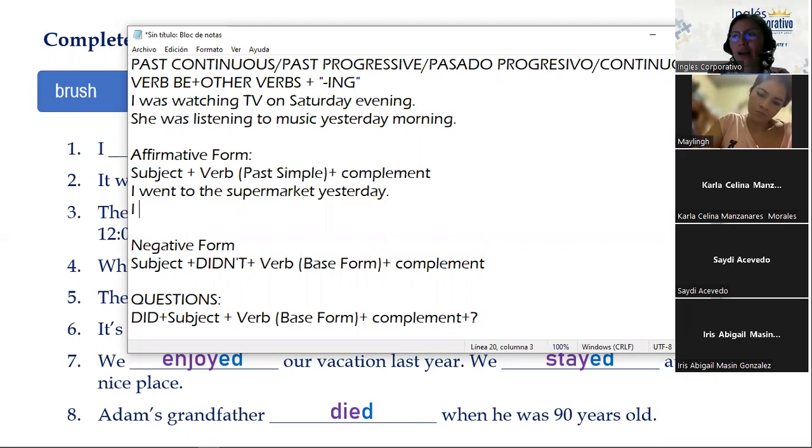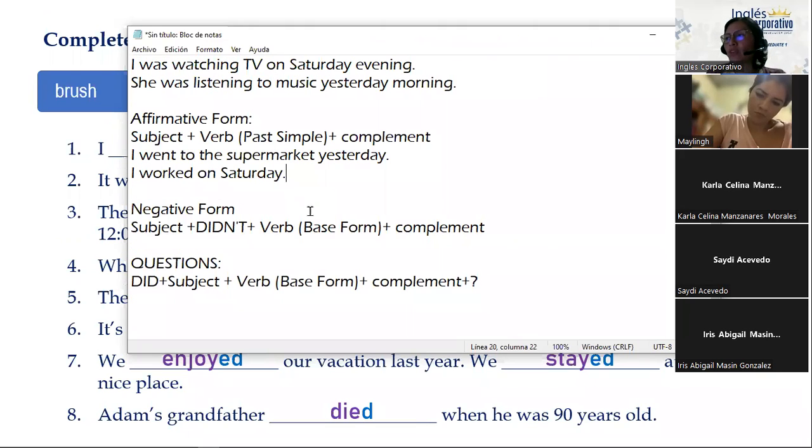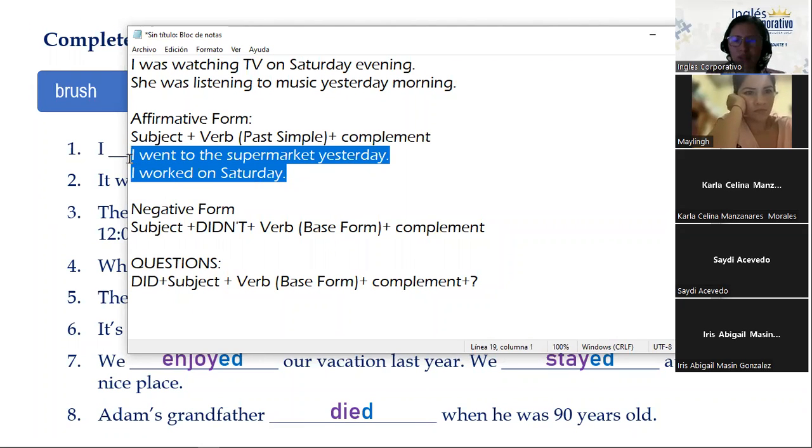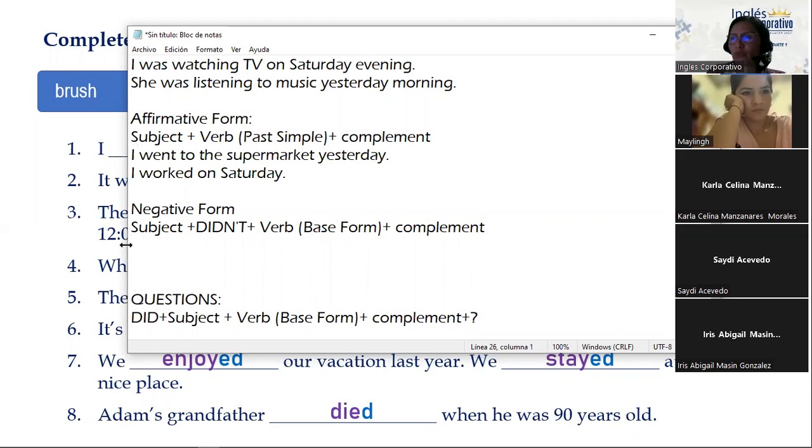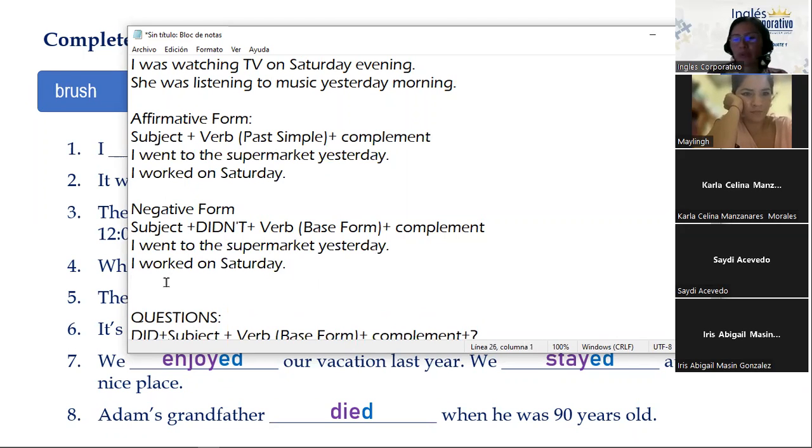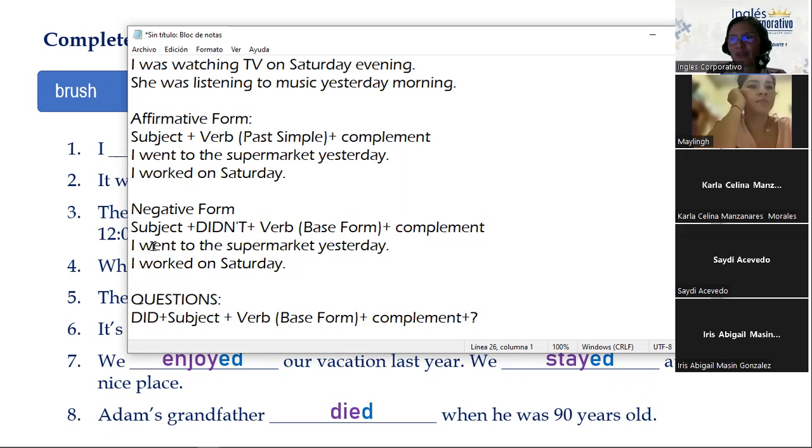Right? Or I can say I worked, right? I worked on Saturday. Teacher, I didn't have Saturday off, so I worked. I worked on Saturday. Okay, entonces, si usted se fija, acá tenemos un irregular verb y acá tenemos un regular verb. Okay, now it happens the same. Ahora vengo yo y me traigo esas dos oraciones para acá. Vengo para el negative form. Y aquí pues, ya no los necesito. ¿Por qué, teacher? Porque ya, si yo agrego didn't acá, ya no necesito a went, necesito go.